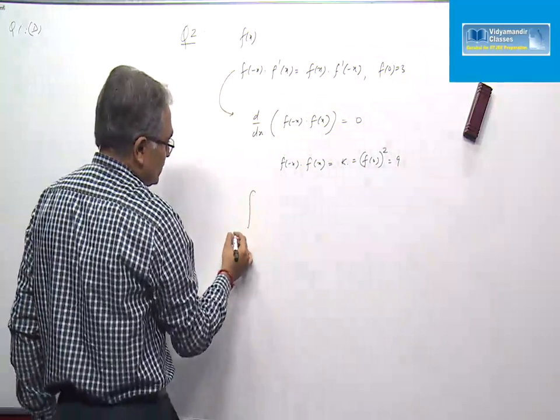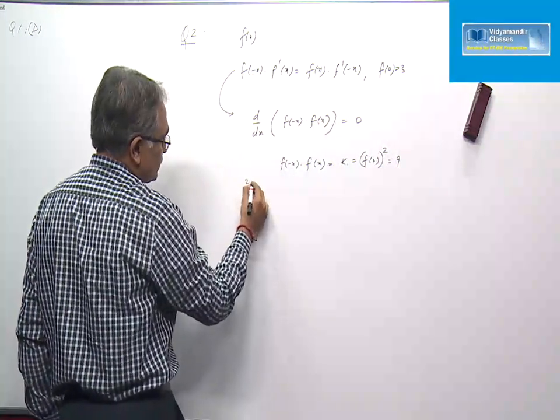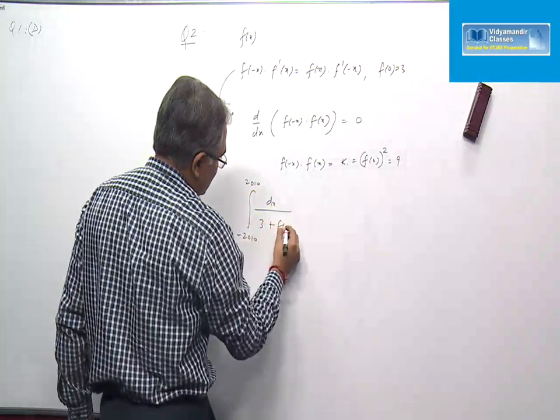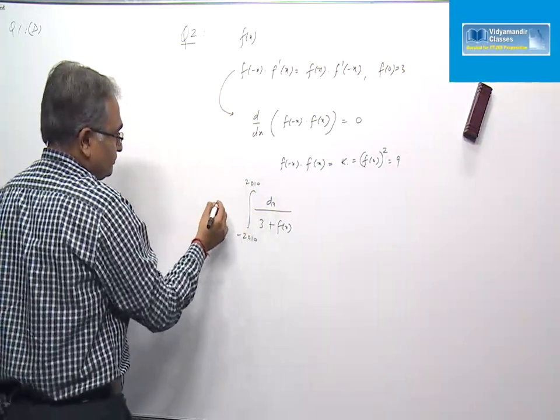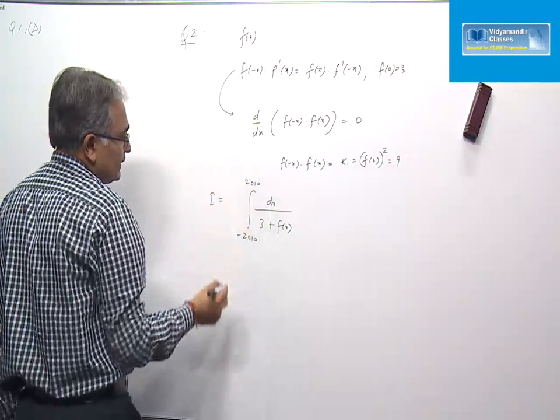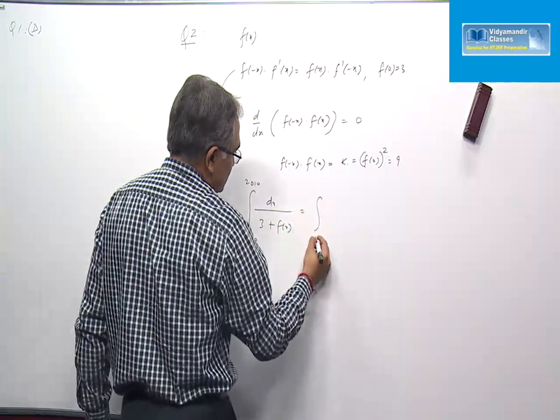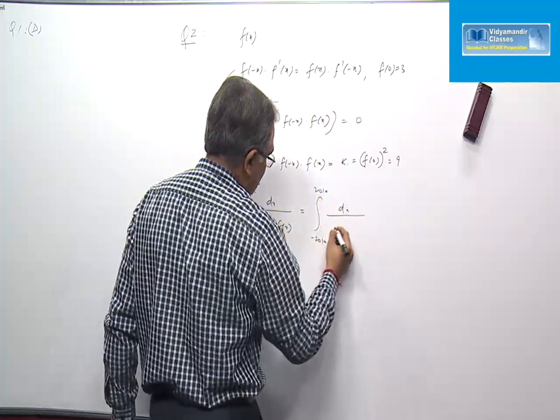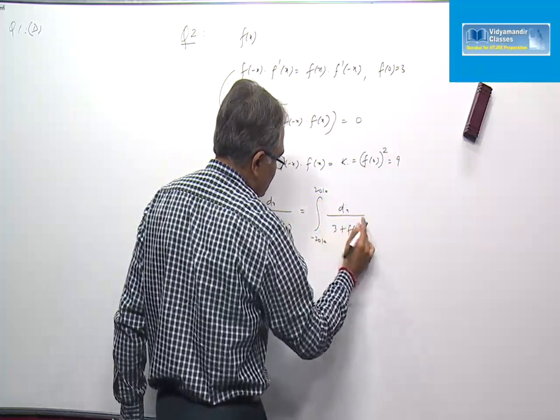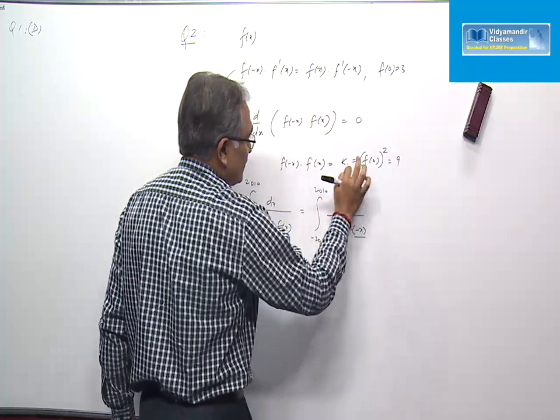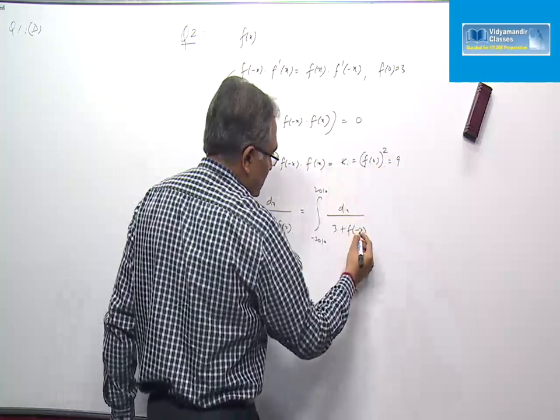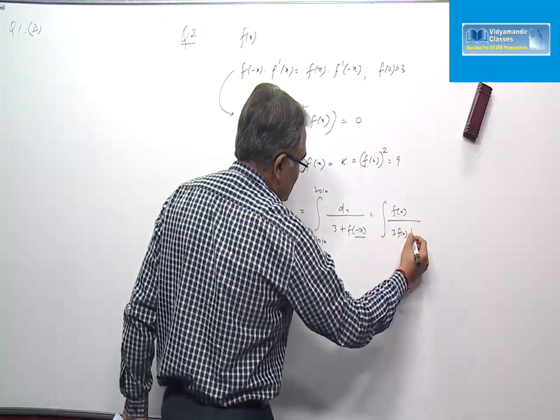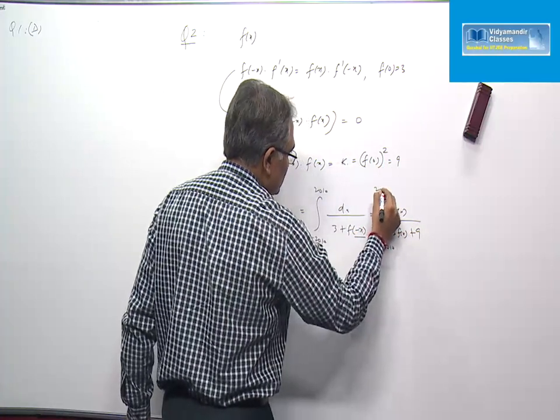Now to compute the integral from -2010 to 2010 of dx over 3 plus f(x), let's say it is I. This must be the same as the integral from -2010 to 2010, if we replace x with -x, of dx over 3 plus the function value at -x. The function value at -x comes out to be 9 over f(x), hence it is the integral of f(x) over 3f(x) plus 9 from -2010 to 2010.